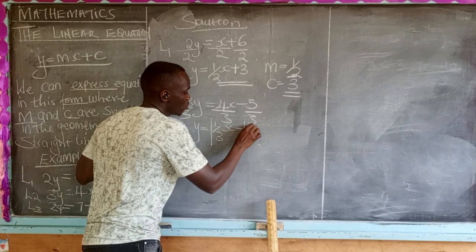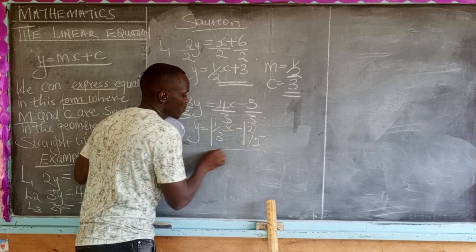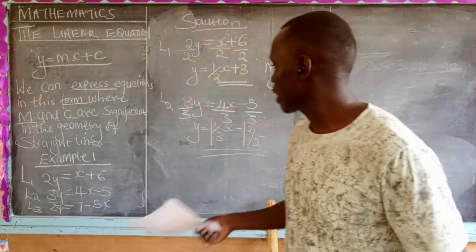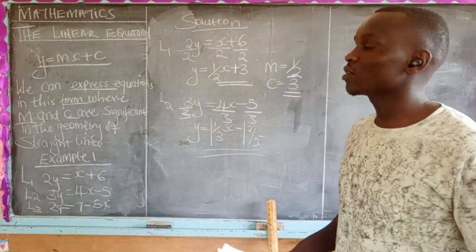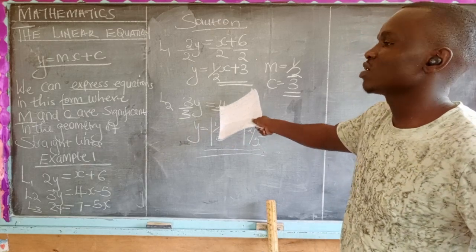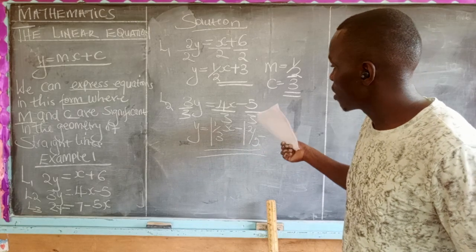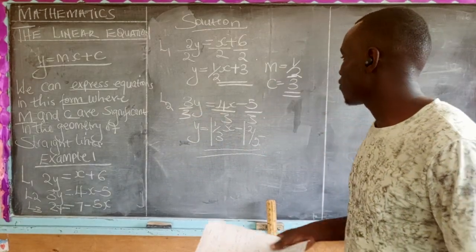Minus 1 whole 2 over 3. My viewer, my follower, I have done this because I wanted to simplify. But once you simplify 4 over 3, it will be 1 whole 1 over 3. The other one will be 1 whole 2 over 5.